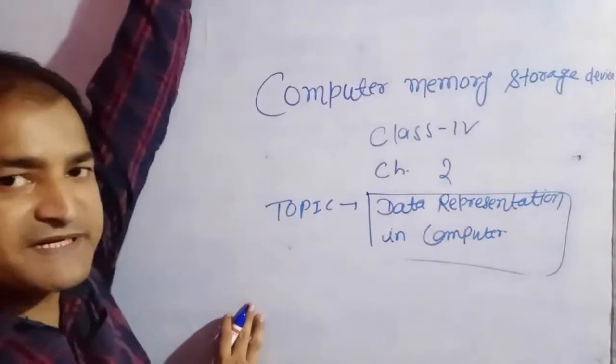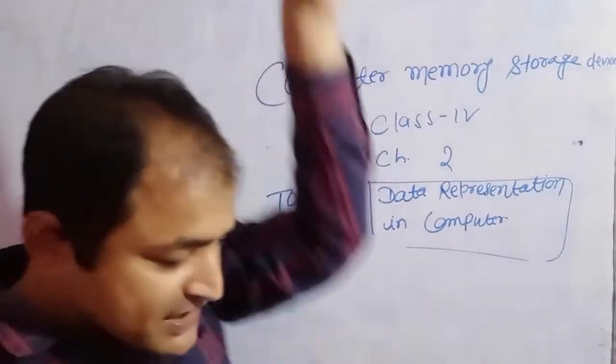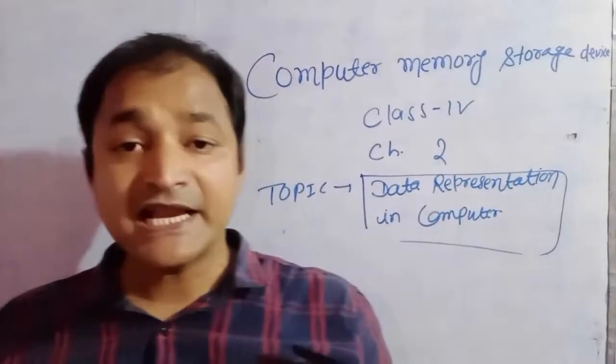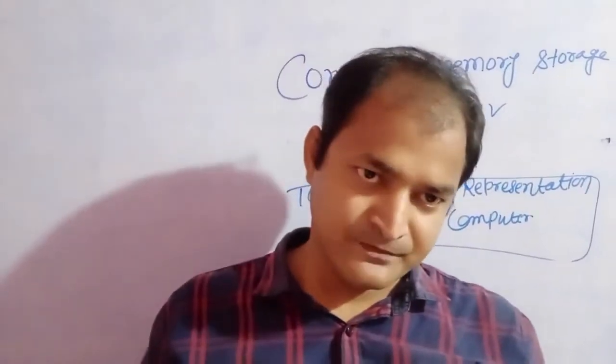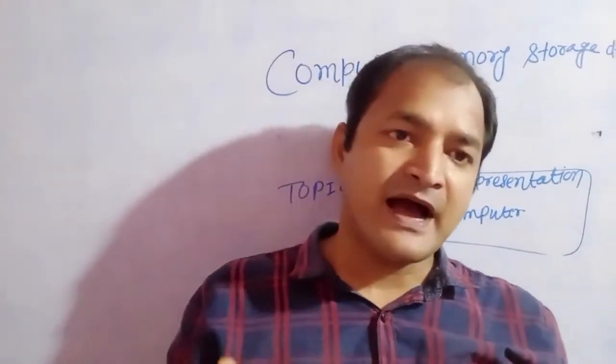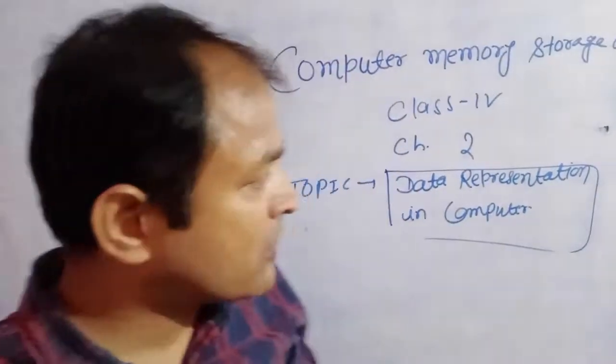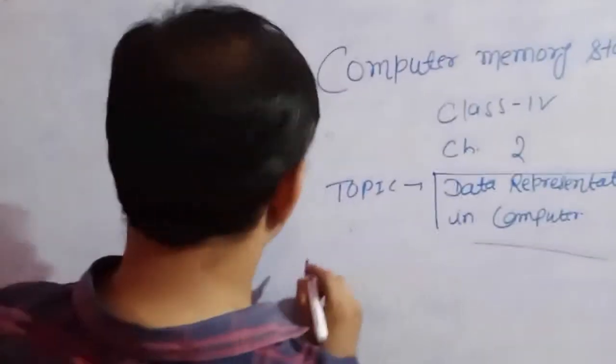What is data representation in computer? Computer understands the language of electricity, which can either be switched on or off. Computers are related with a totally diagram basis.